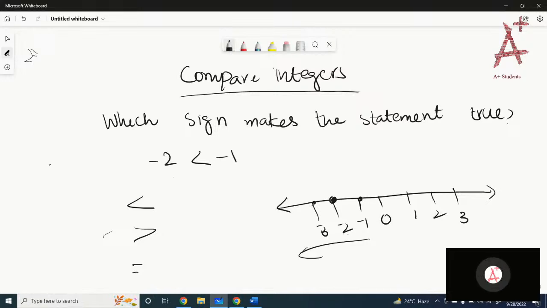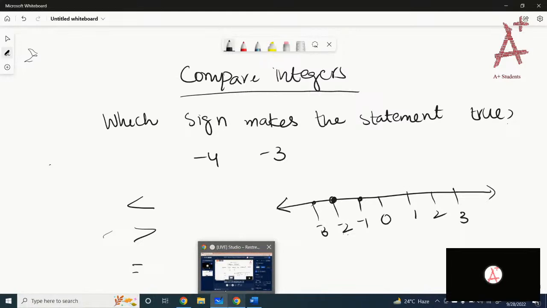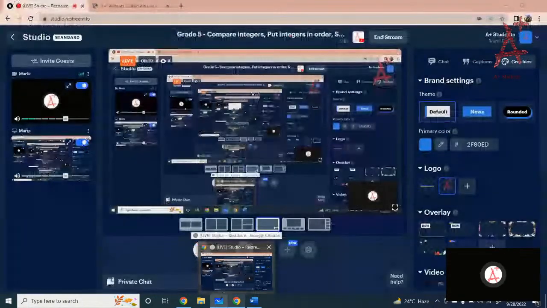Okay, the next one is, which sign makes the statement true and the numbers are negative 4 and negative 3. Okay, which sign we are going to put here? Less than, greater than, or equal to? Which one?